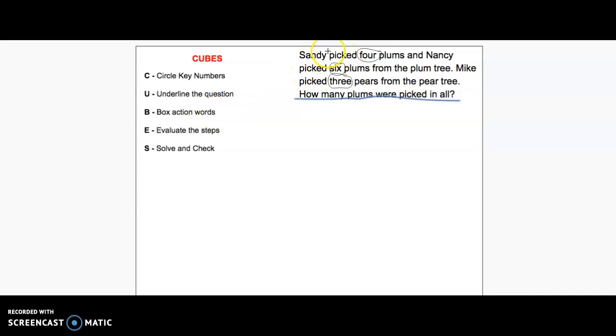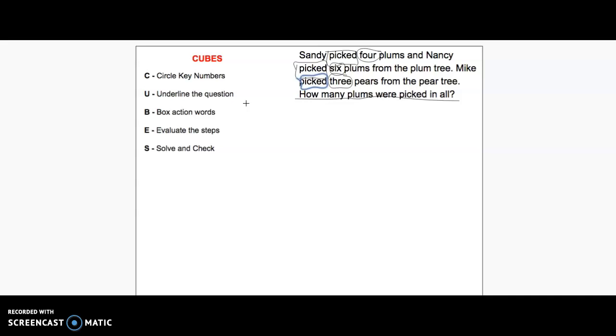Sandy picked 4 plums and Nancy picked 6 plums from the plum tree. And Mike picked 3 pears from the pear tree. How many plums were picked in all? So we have circled the key numbers, underlined the question, and boxed the action words, and now we want to evaluate the steps, and we also want to eliminate information.